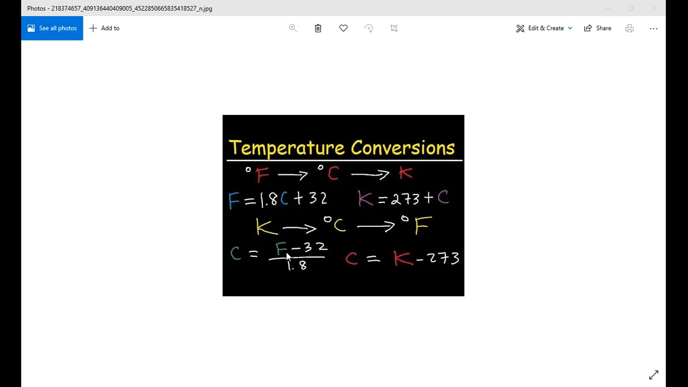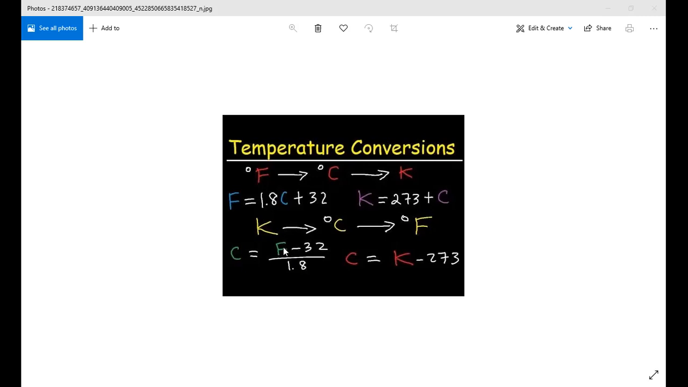108 minus 32 divided by 1.8. You have a calculator? I don't have a calculator. Yeah. Okay, let me do it.